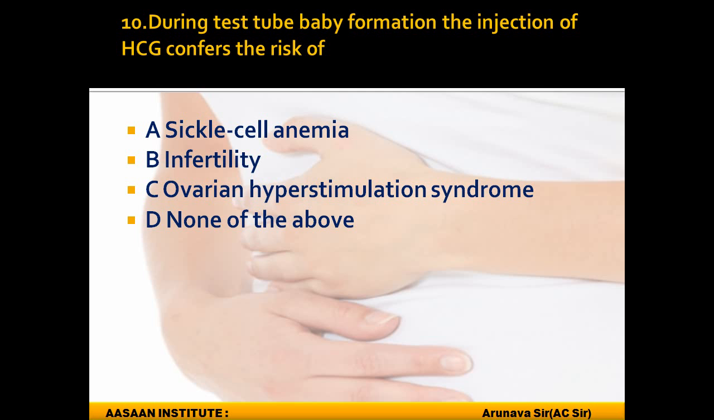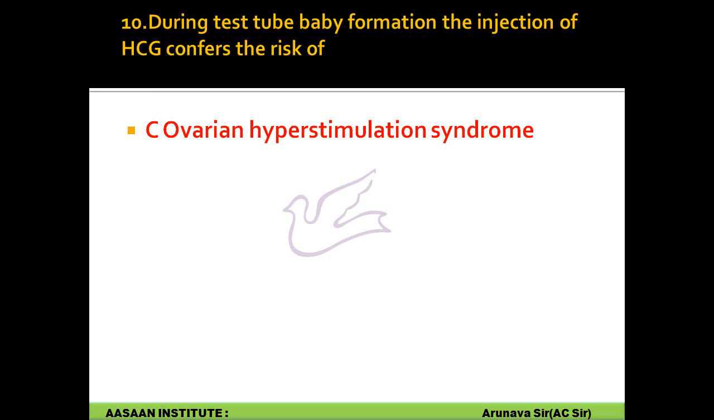Now question number 10. During test tube baby formation, the injection of HCG confers the risk of, if you give more HCG, right, and HCG is related to ovarian hyperstimulation. So if we inject a larger amount of HCG, it may be a risk for ovarian hyperstimulation syndrome. So option C is the right option for question number 10.